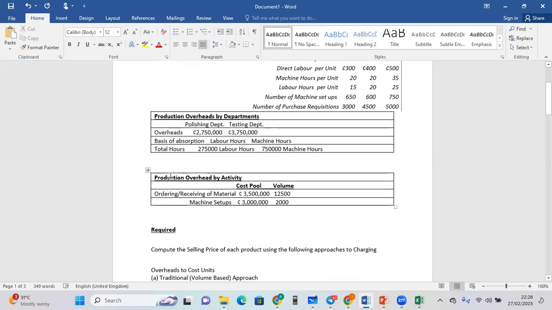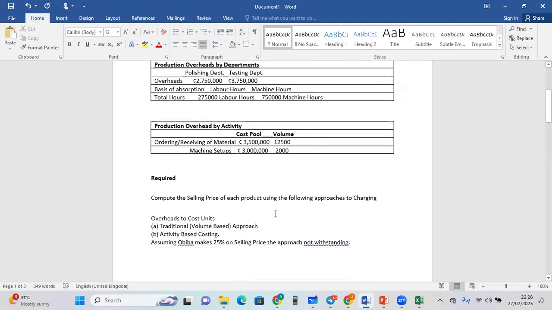So here, production overhead by activity. This is for the traditional overhead, and this is for the ABC, right? So for the ABC, we have the cost pool here and then the volume here. Ordering slash receiving of material is 3,500,000, and then the volume is 12,500. Machine setup is 3,000,000, and then the volume is 2,000.